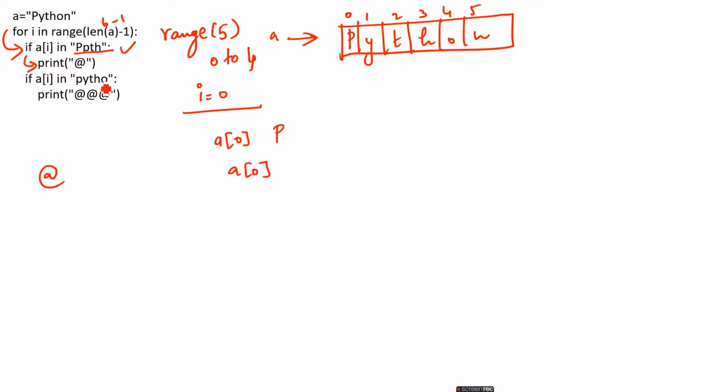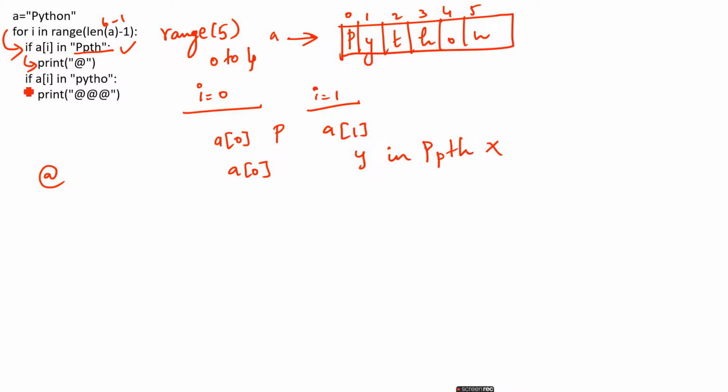See here, this is capital P and here it is small letter p. So this statement will not work. So we will go back to the loop. Next, the value of i equal to 1. Again we will check A of 1. What is A of 1? Y in PPTH. The condition is false.